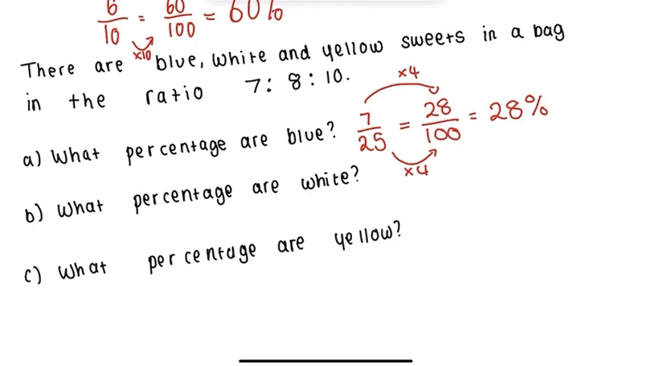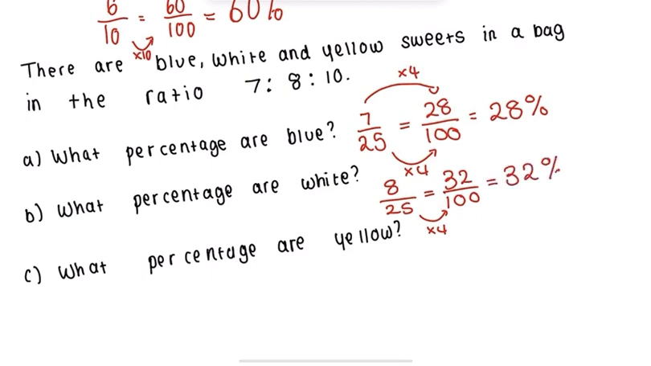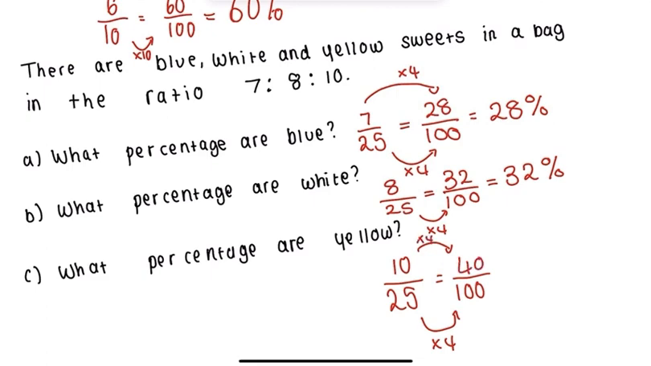So white, I've got 8 parts out of, again, a possible 25. So to make it into a percentage, I first need to convert it into a fraction over 100, which I do by timesing the top and the bottom by 4, which gives me 32 over 100, which is 32%. Now for my last one, what percentage are yellow? Well, I've got 10 parts out of that 25 parts, and I want to write an equivalent fraction over 100. So I times the top and the bottom by 4, which gives me 40 over 100, which is 40%.